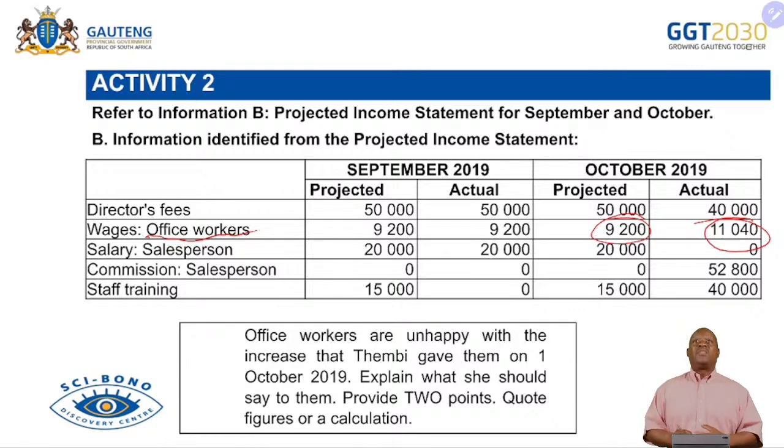Point number 2, the directors, they got a salary cut. We never paid them the fees of 50,000 that we had budgeted for. We even paid them less.